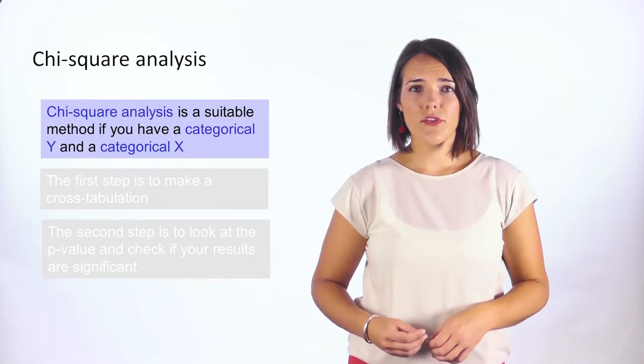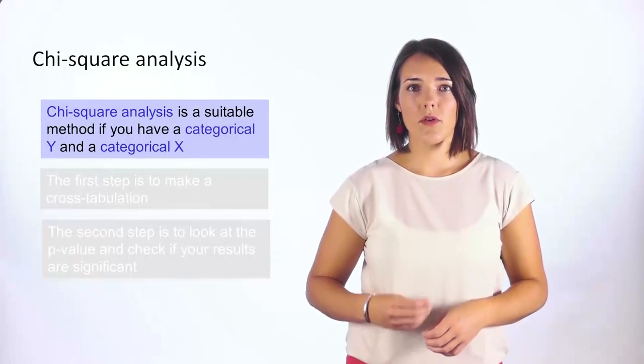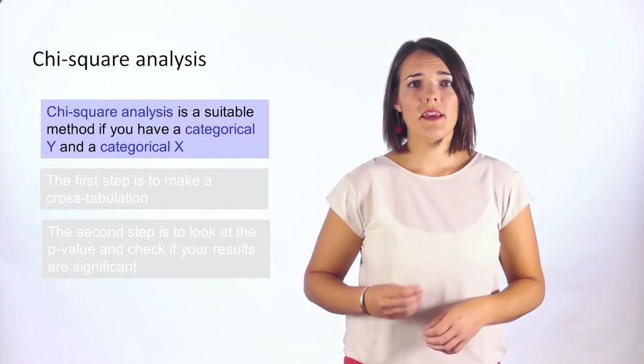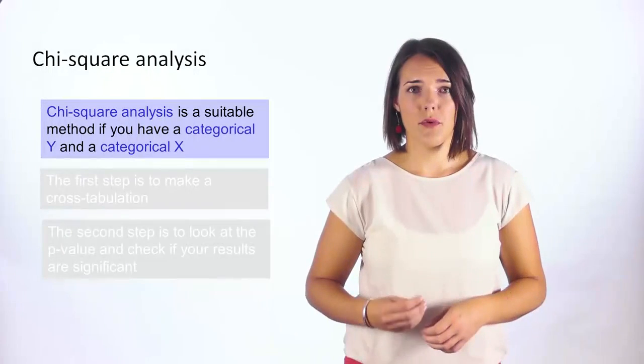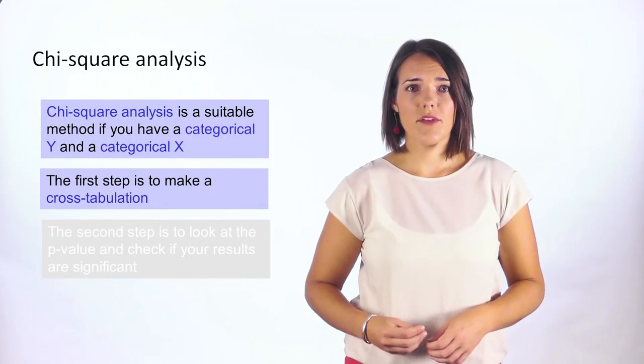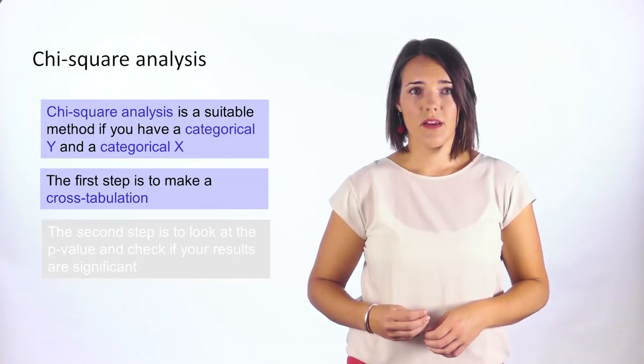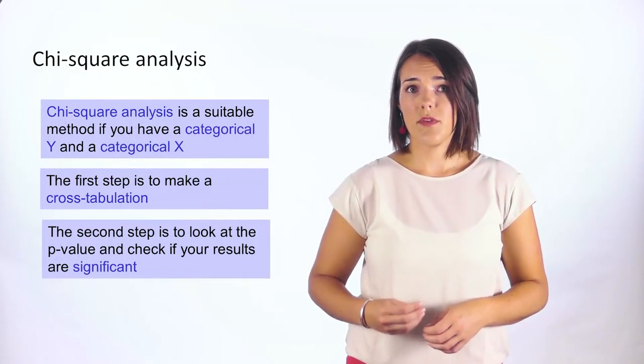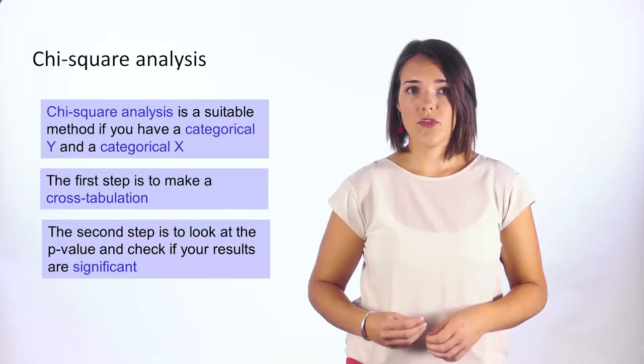Let's summarize. A chi-squared analysis is a suitable method if you have a categorical y, or CTQ, and a categorical x variable, the influence factor. The first step is to make a cross tabulation. Your second step is to interpret the p-value and check if your results are significant.